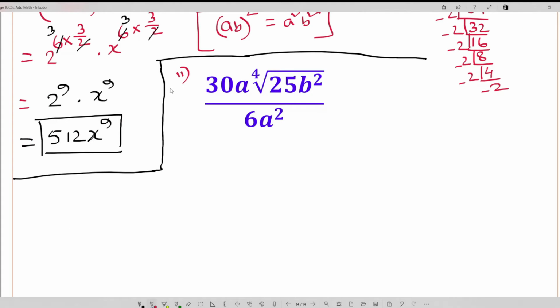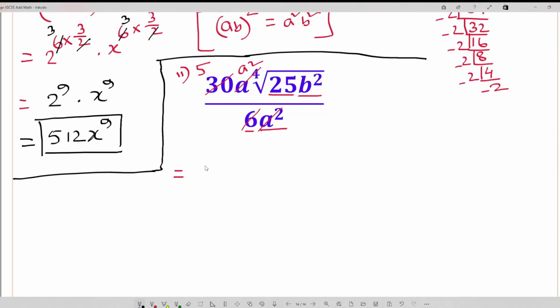Number 2. 30 a to the power 4 root 25b square, and here is divided by 6a square. This one we can write like, we can divide this 30 by 6, so here is 5. Similarly, a to the power 4 we can divide by a square, so here is only a square. So no need for this one.